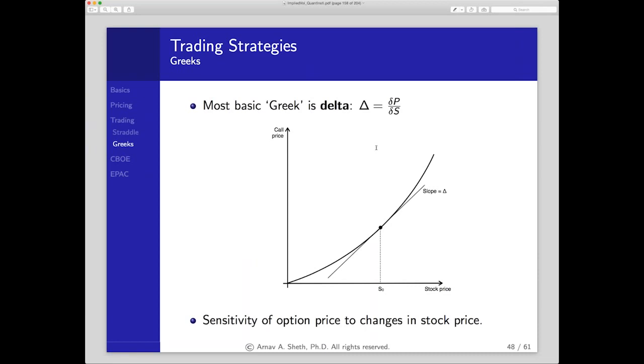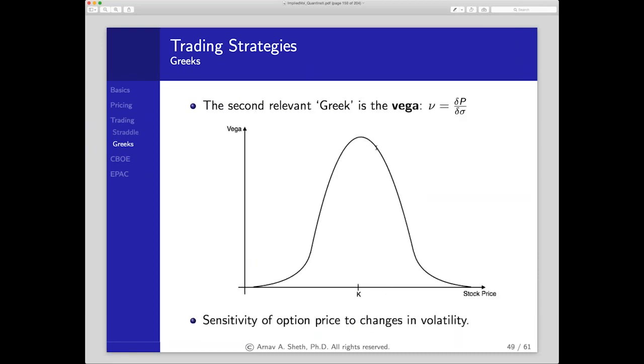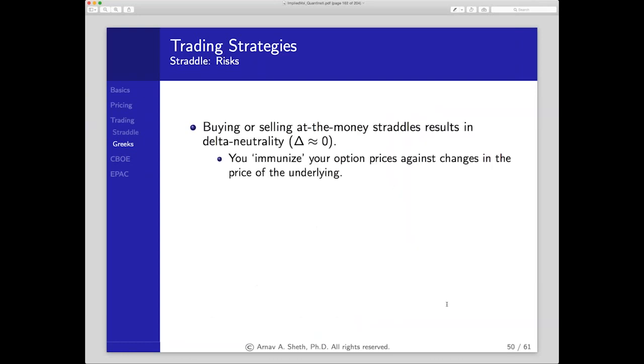We have the delta, which is how much the option price fluctuates to changes in the price of the underlying, the stock price. And we have the Vega, which is how much the option price fluctuates to changes in volatility, which is the realized volatility of the stock itself. So for example, if an option has a high Vega, it's very sensitive to changes in volatility. You want to sell options which have a high Vega. But at the same time, look at this graph here. I have Vega on the vertical axis and I have stock price on the horizontal axis. If it turns out that the stock does fluctuate a lot, it goes far away from the strike price, what's going to happen is your option price will no longer be sensitive to volatility. Okay, so that's one of the risks that we are taking.